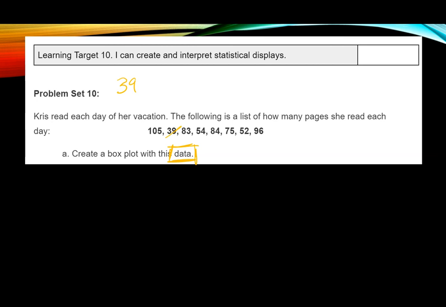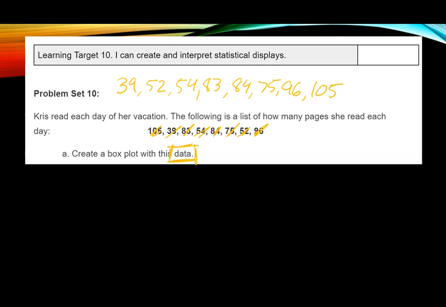There's 39. And then it looks like 52. 54. 83. 84. 75. 96. And 105. All right, nice.